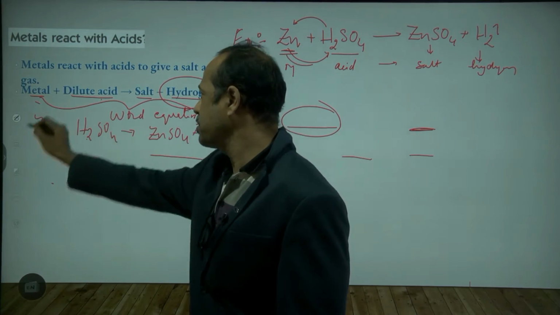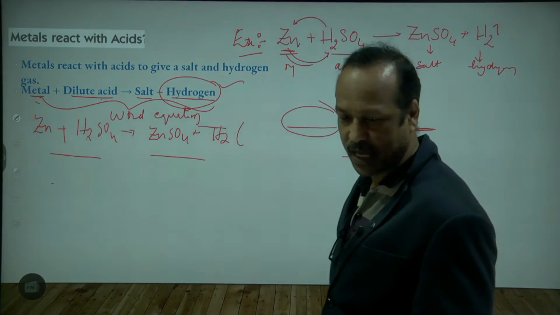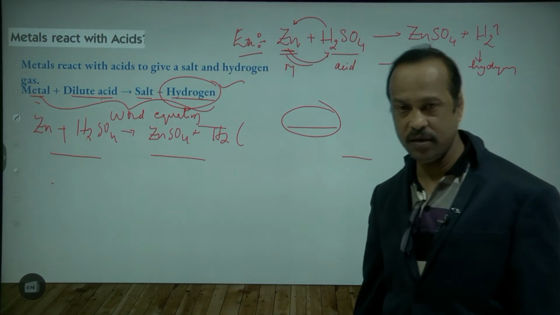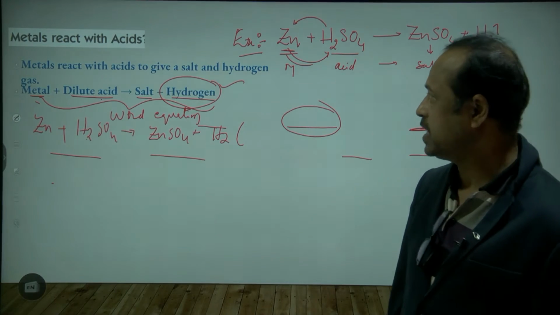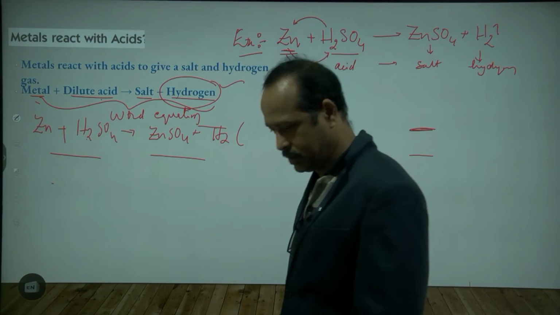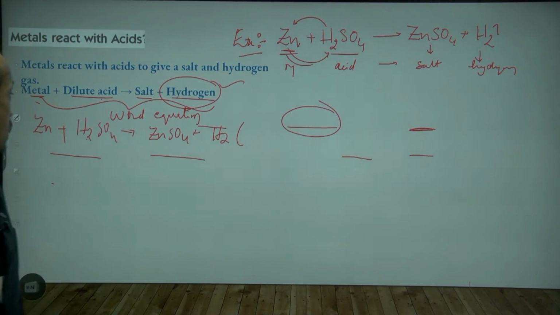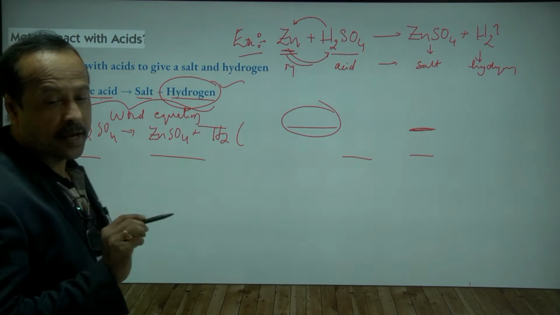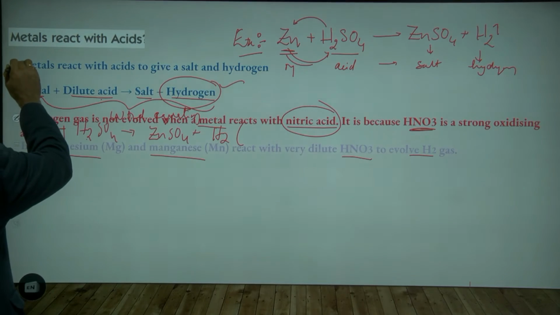Now what is the hydrogen coming out? That you write here. So this is called a chemical equation. What is it called? Chemical equation. So that is about the reaction of metals with acids. Then we go to the next one.